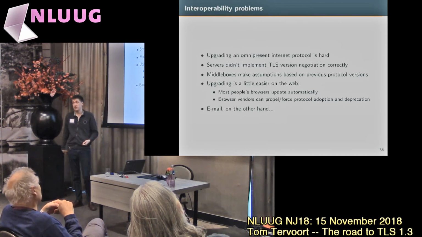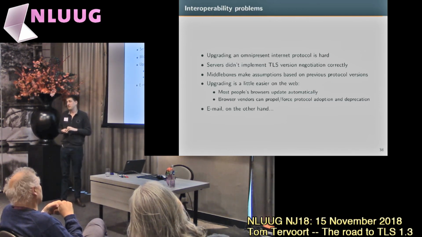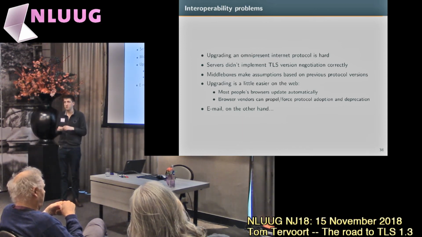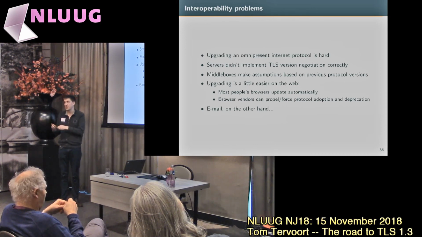The last problem is interoperability. Upgrading an internet-wide protocol is really hard. Especially when you want to upgrade it in a secure manner. This was also a problem in trying to roll out TLS 1.3. A lot of servers started to break, even though they did use the version negotiation mechanism. There's lots of middle boxes that try to do intelligent things with TLS connections and then break the new protocol.